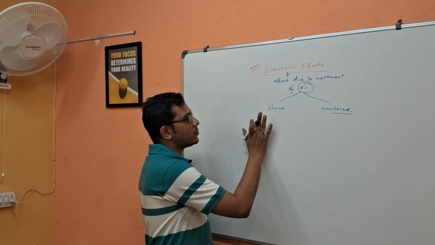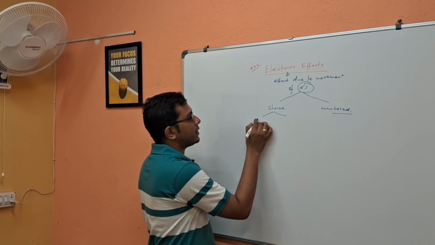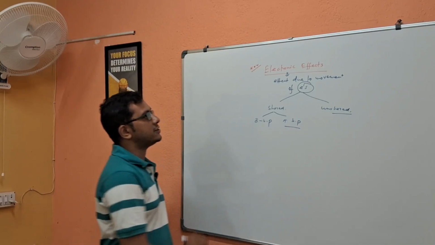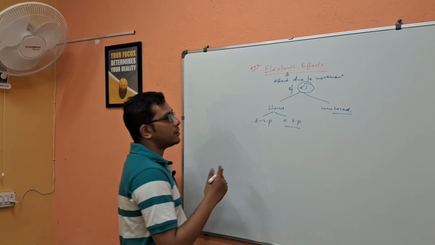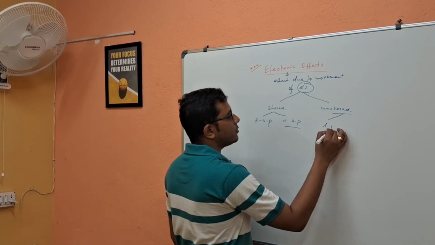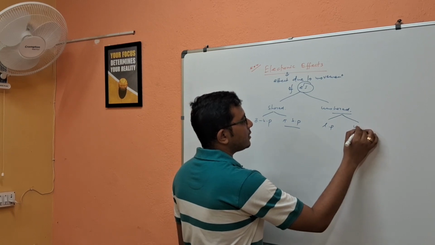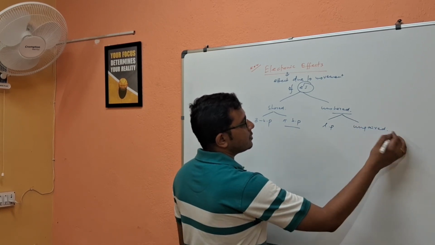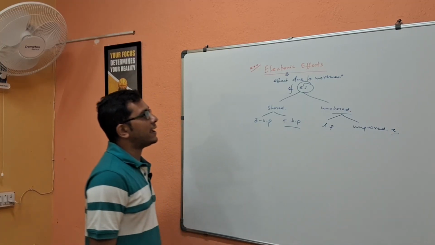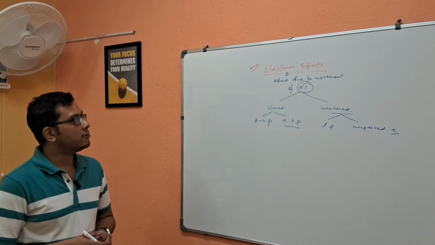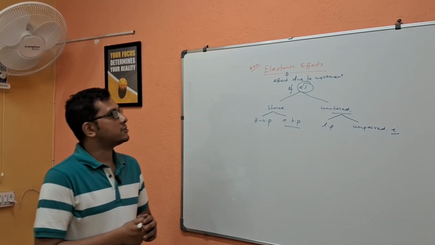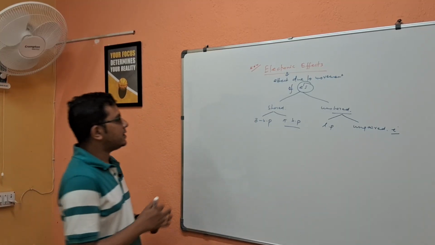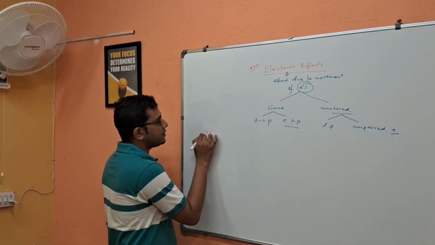Shared electron means they are bond pair, sigma bond pair and pi bond pair. They are shared electrons. If you talk about unshared electrons, there will be lone pair and unpaired electron, which is not shared between two atoms. Okay, so these are different types of electrons available in a molecule, and the effect caused by these electrons can be called electronic effects.